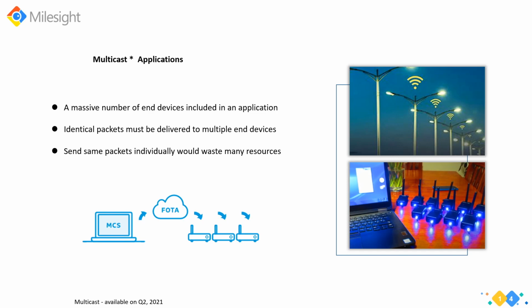For example, in a smart street light scenario or smart agriculture, where there are a lot of actuators, valve controllers, or switches, they might want to receive the same small packet to automatically turn on or turn off simultaneously. Or if we want to carry out a firmware over-the-air update or a security update to multiple end devices. In this situation, if we transmit data separately, it would waste a lot of resources.